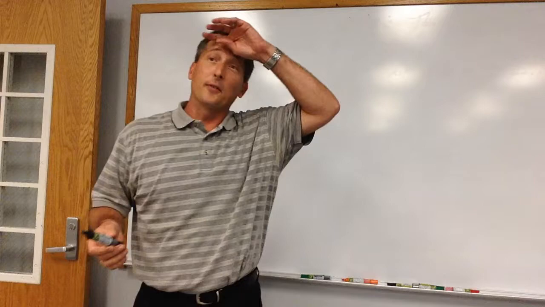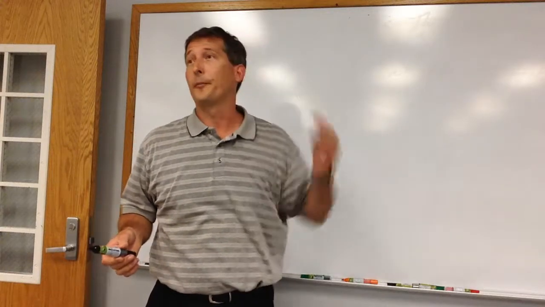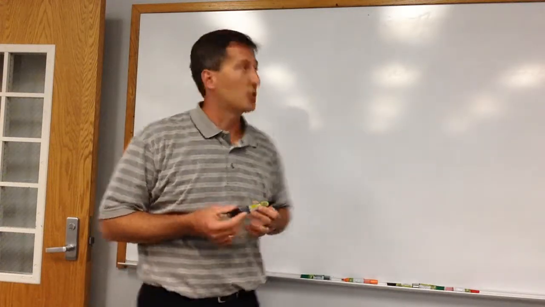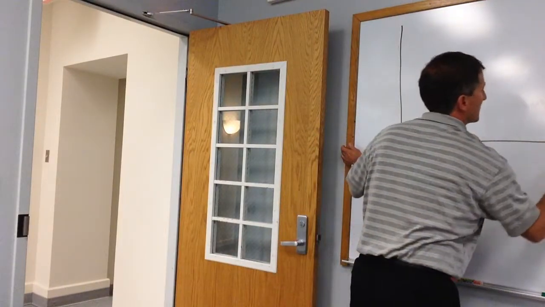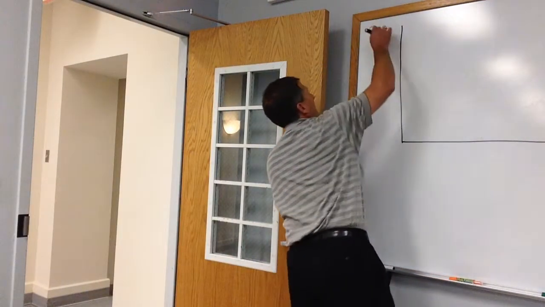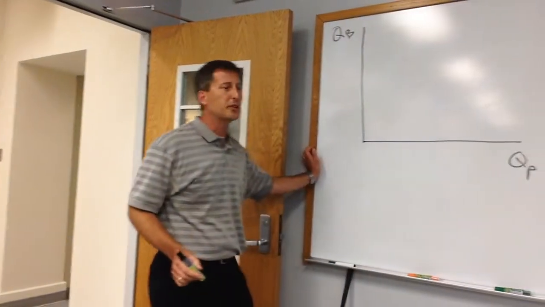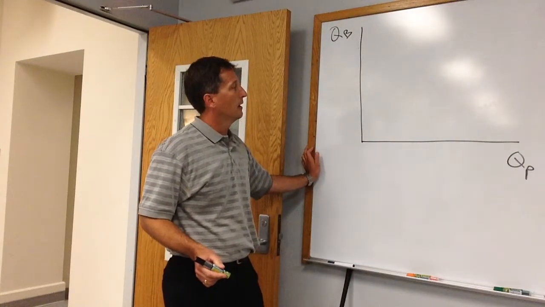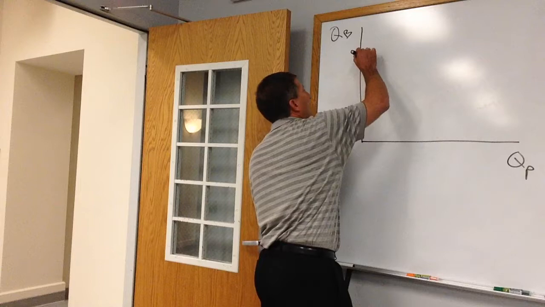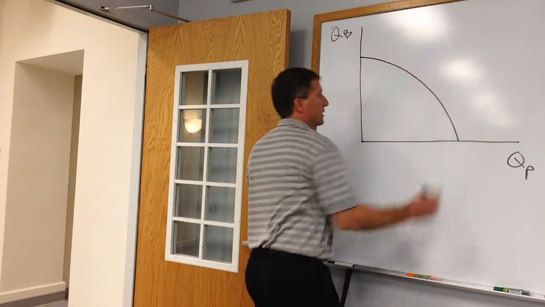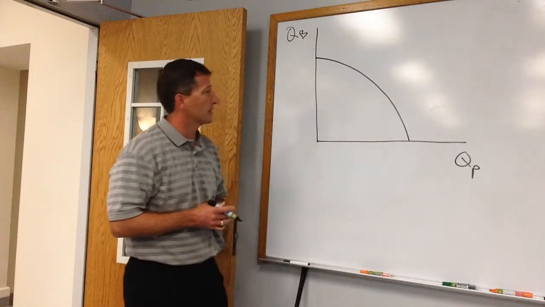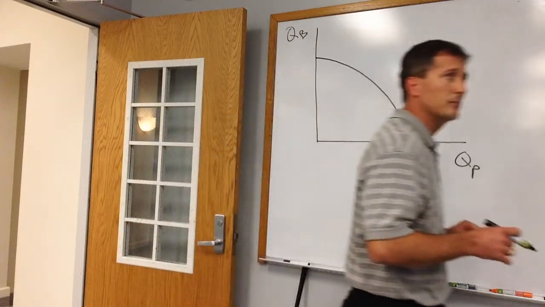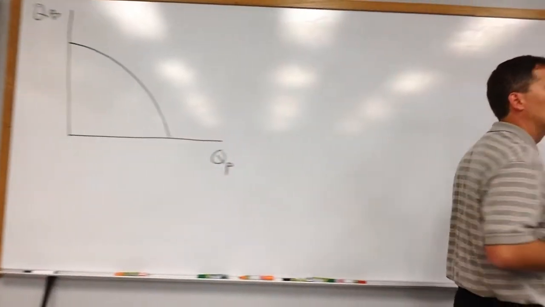Are we going to get more beer from that? No. Let's check it out. Let's graph it. So quantity of pizza, we're going to draw the generic one. So this time you should redraw this thing. You can just draw some sort of ordinary initial production possibilities frontier.